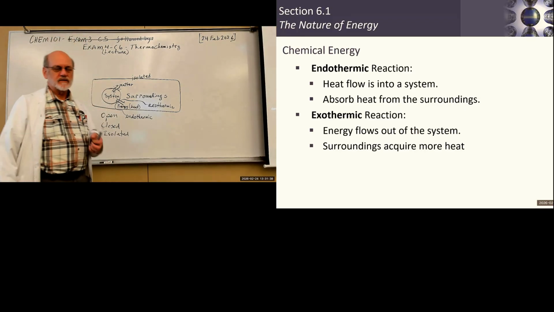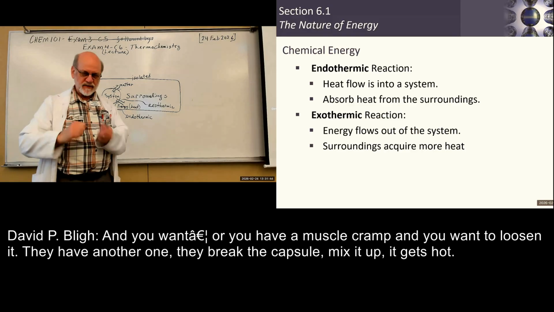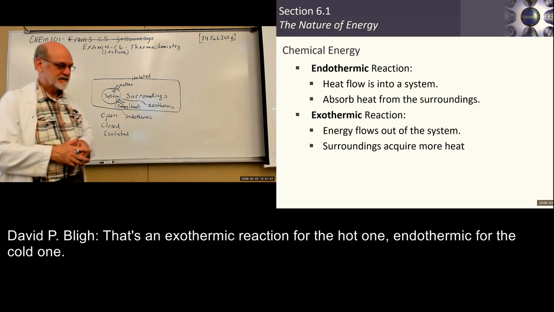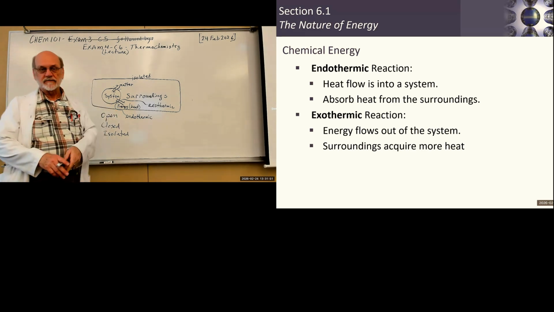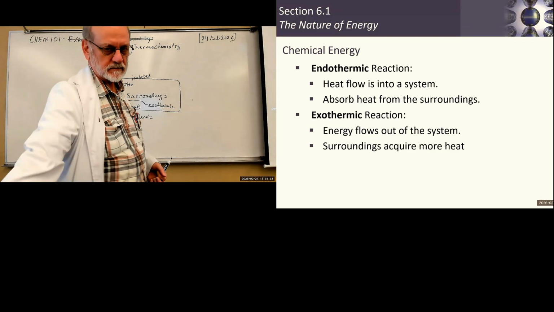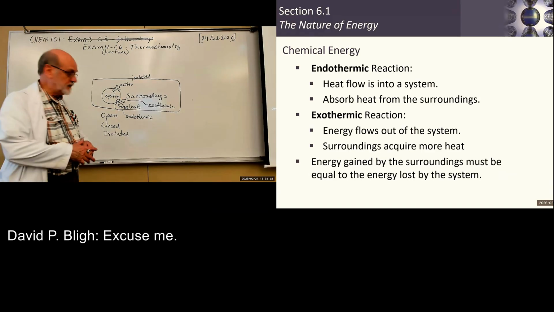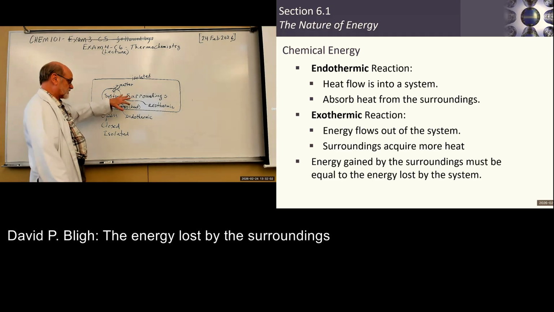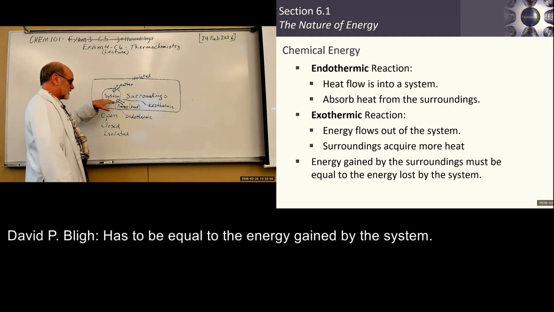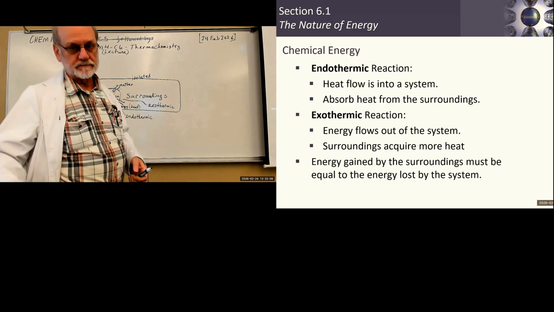Or you have a strained muscle, or a muscle cramp, and you want to loosen it. They have another one, they break the capsule, mix it up, it gets hot. That's an exothermic reaction for the hot one, endothermic for the cold one. The energy lost by the surroundings has to be equal to the energy gained by the system, and vice versa.